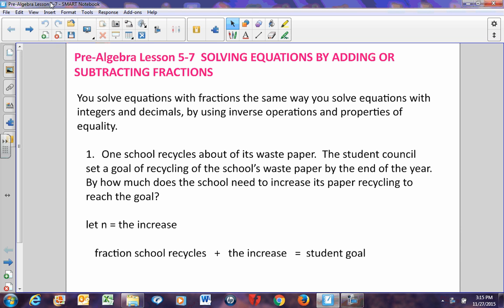This is pre-algebra lesson 5-7, solving equations by adding or subtracting fractions. You solve equations with fractions the same way you solve equations with integers and decimals. You use inverse operations and the properties of equality.